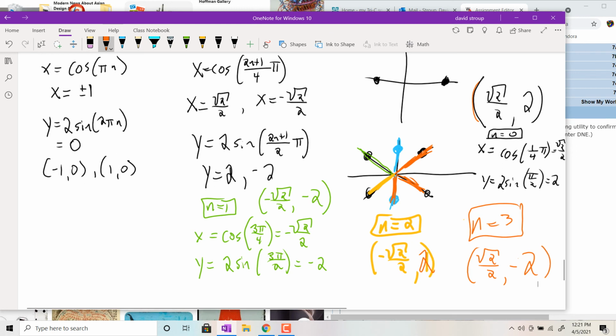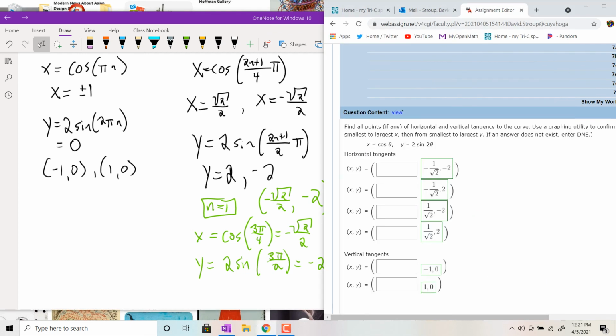Okay, so you get all 4 variations of root 2 over 2, comma 2. And that's what this is. They didn't rationalize the denominator. And they want some sort of ordering, smallest to largest y.